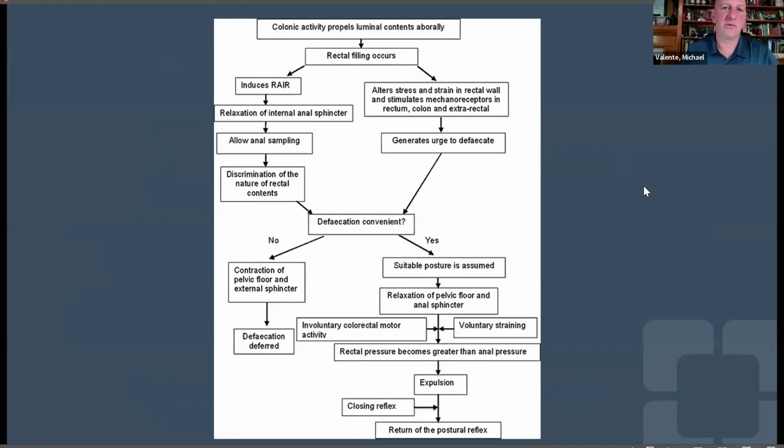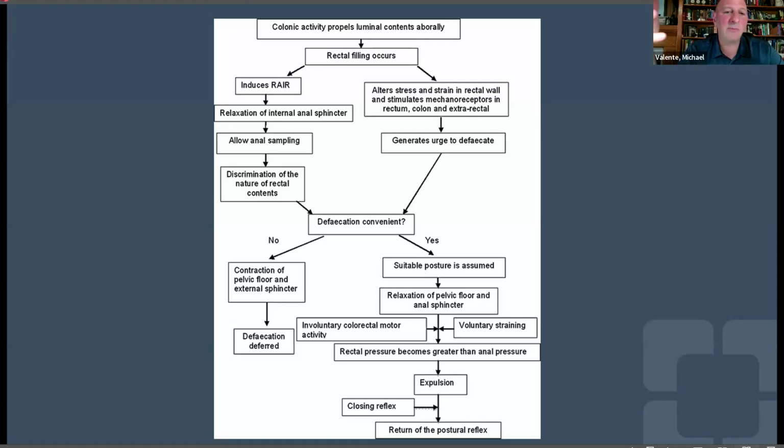This is a nice little view. Rectal filling, RAIR. We have an urge to defecate. The brain says we discriminate. Is this gas, liquid, or solid? If it's gas, can I let gas out right now? Or is it really going to be gas? Oh, it's solid. I have to go to the bathroom. Is this a good place? Can I get to a bathroom on time? Okay, fine. I'm going to sit down, maybe use a squatty potty. You're going to put it in the right position. You voluntarily strain, you go to the bathroom.